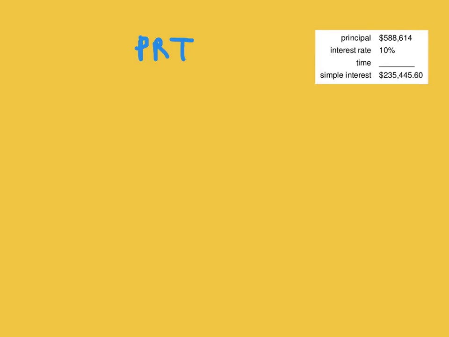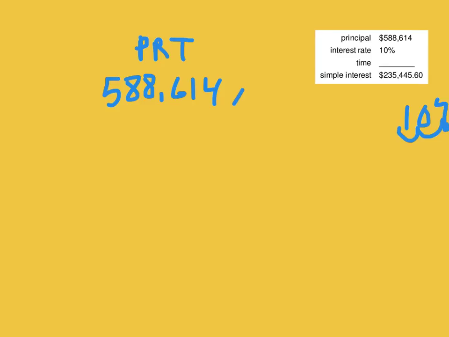We have 588,614 times 10%, and I think I'll just show you this here, 10%. Lots of students can't quite remember how to do that. We take our invisible decimal and we move it 2 places to the left. So we have times 0.1, and then that is going to equal, I'll change the color here, $235,445.60. Kind of running out of room on my screen there, aren't I?